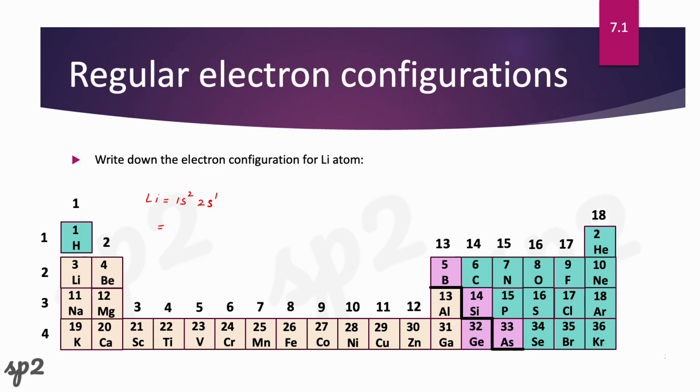Now, I can also write it down with the help of the previous noble gas configuration. So the noble gas in the previous row is going to be helium. That means you can write square bracket helium, and then I have 2s1, okay? So the first one is going to be the complete electron configuration, and the second one is the condensed form, okay?